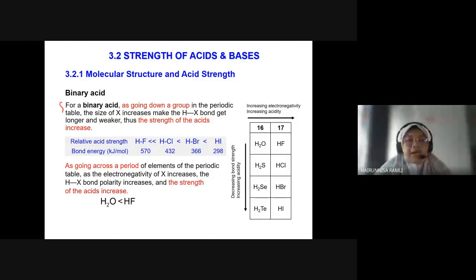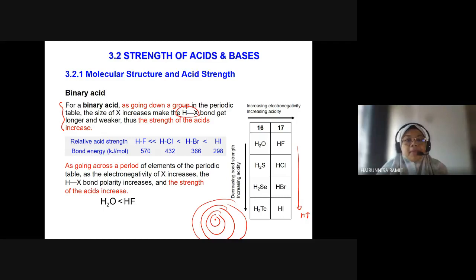Okay, for this statement, remember, this is not chapter 3, it is chapter 2 from last semester, the periodic table part. Going down the group, size increases. Why? Because going down the group, your n increases. So our shells also increase. That's why the size gets bigger and bigger. Okay, makes the HX bond get longer and weaker.